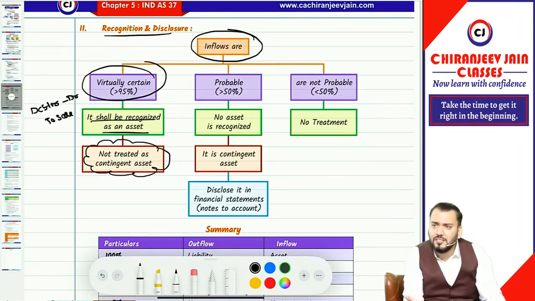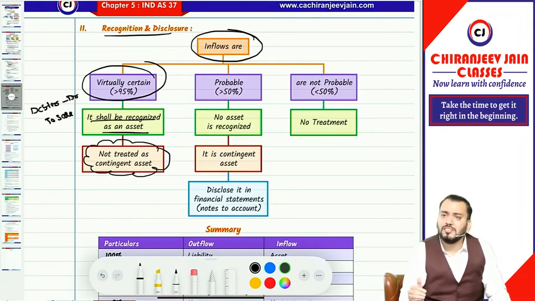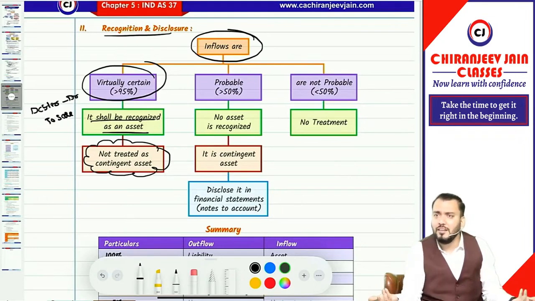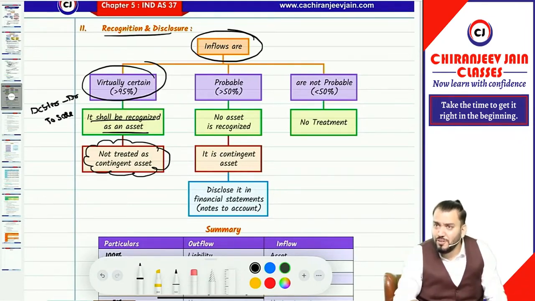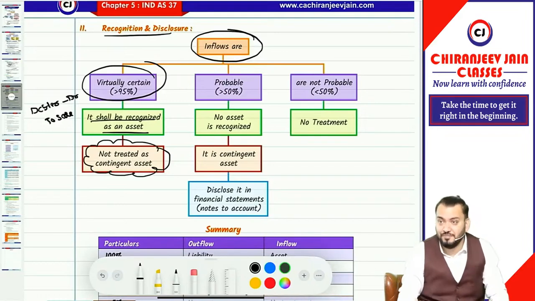Whether recovery is certain. How can you say certain? You have done some credit sales, and that customer may die. Are you saying yes or no? You can't say 100% certain. Just try to understand what I am saying.